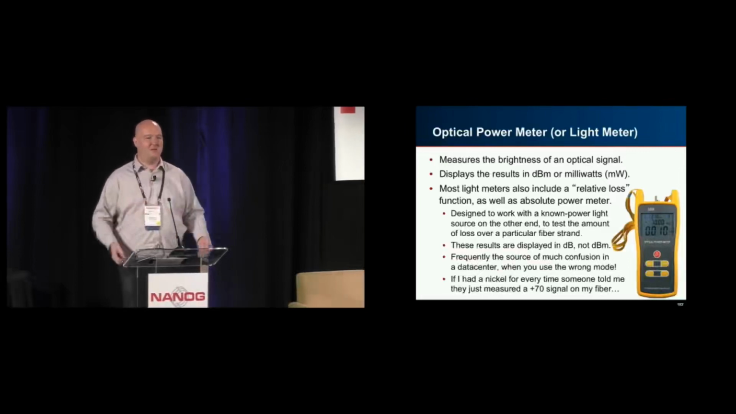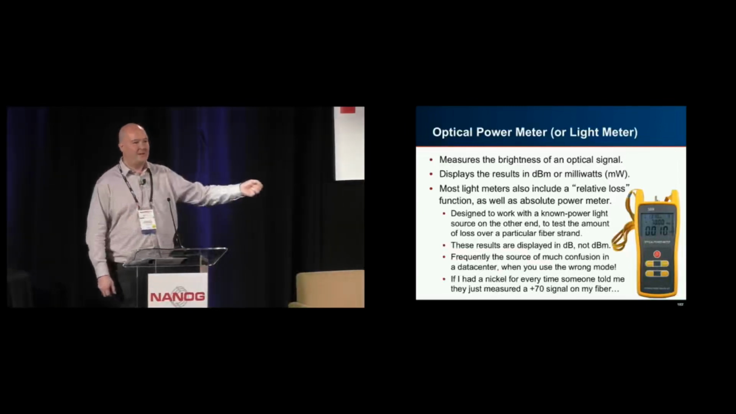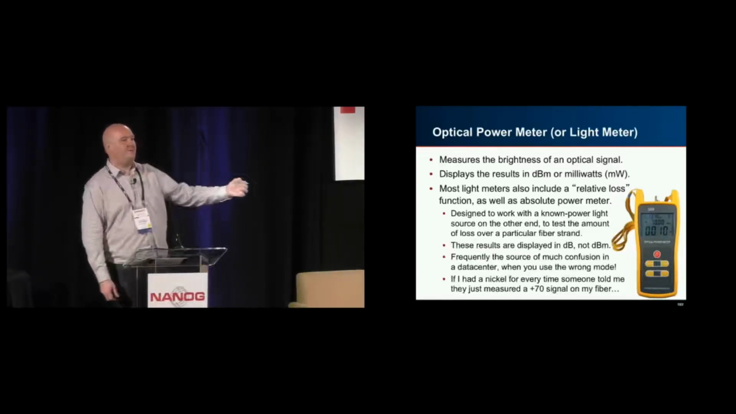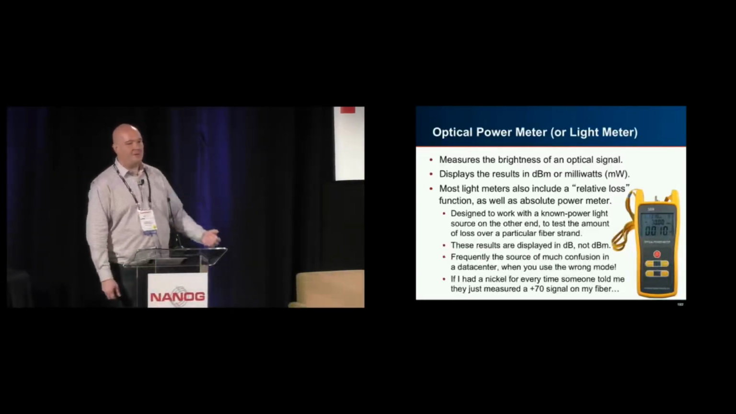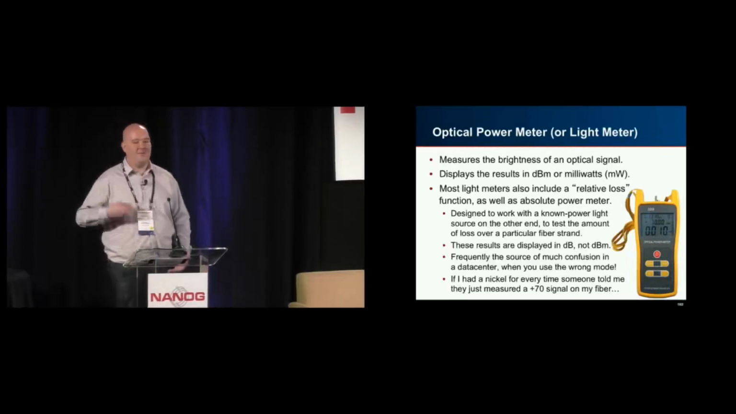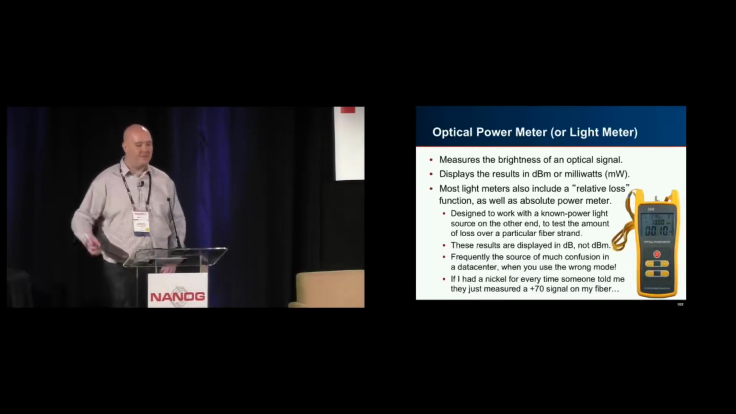So if you tell your field tech to go out to your router, plug this in and get a reading of how much light is coming out of my optic, you need to be in dBm mode. You're seeing how much light do I actually have, not measuring loss over a pair of fiber. And literally, if I had a nickel for every time someone told me they measured something ridiculous on my fiber, I'd be a very rich man.